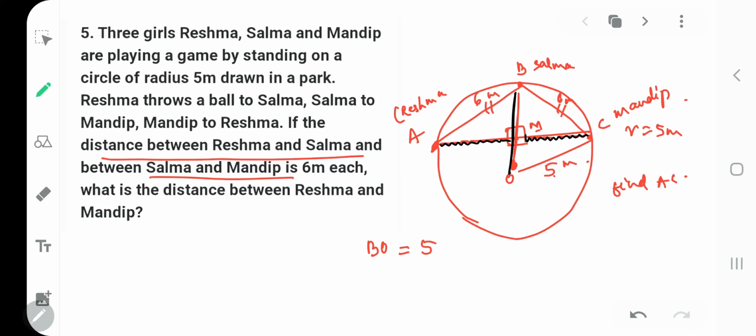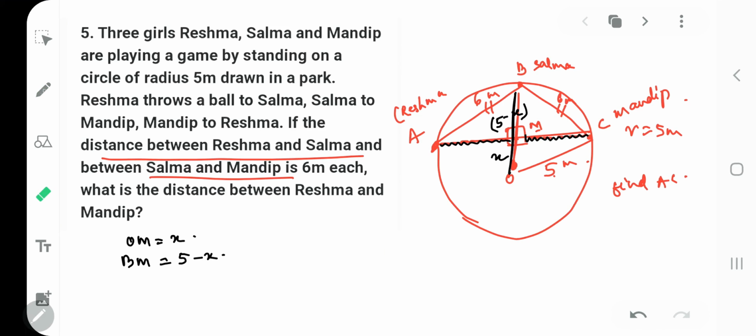Now my dear kids, can I put OM as X? So what will be BM? It will be 5 minus X. Yes. So I'll put OM as X. So what will be BM? BM will be 5 minus X.